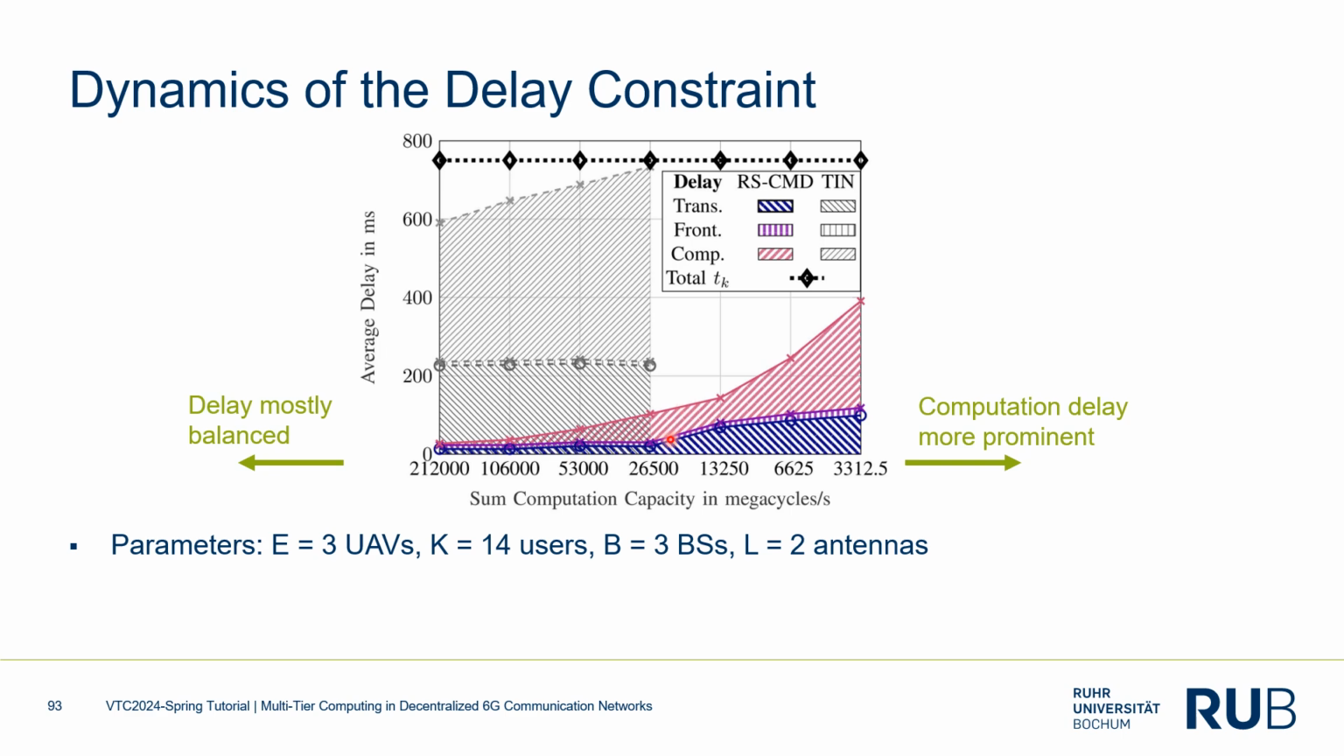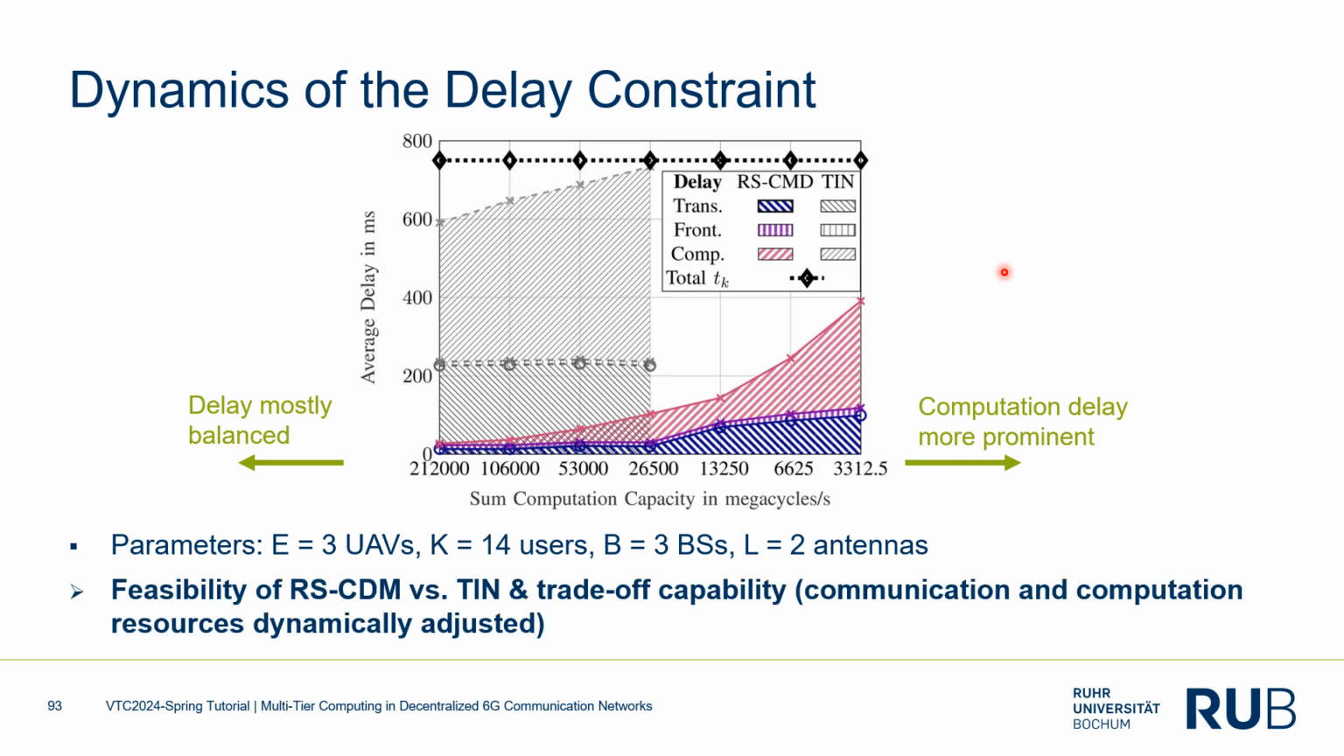In comparison, the rate splitting common message decoding has much lower delays than the TIN scheme, and is able to cope with the much harsher conditions of decreased computation capacity. So what we can take away is that RCMD is much more feasible than TIN, especially in harsh conditions. And there is a strong trade-off capability, for example, when communication and computation resources are dynamically adjusted, as can be seen in the dynamics here.